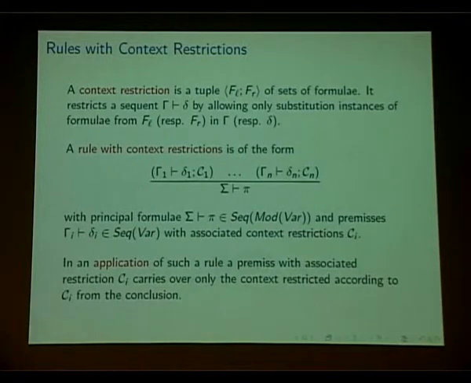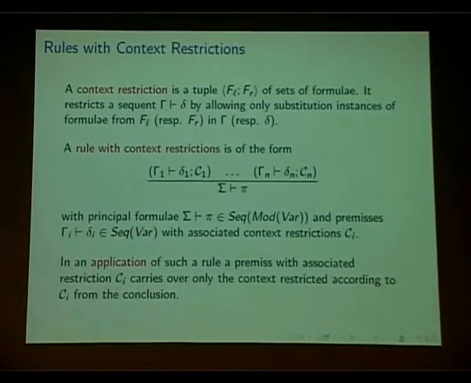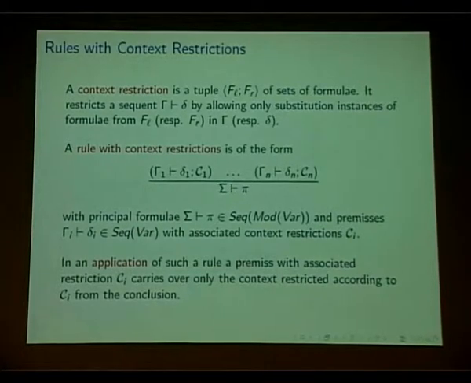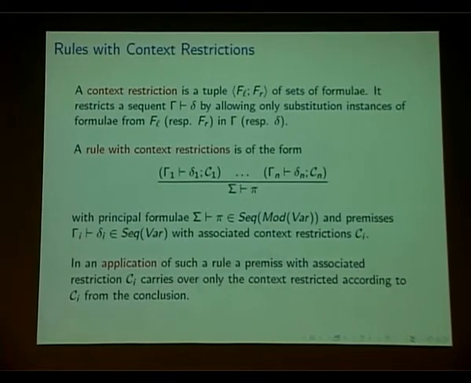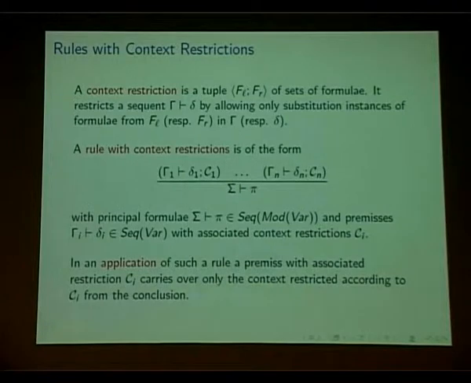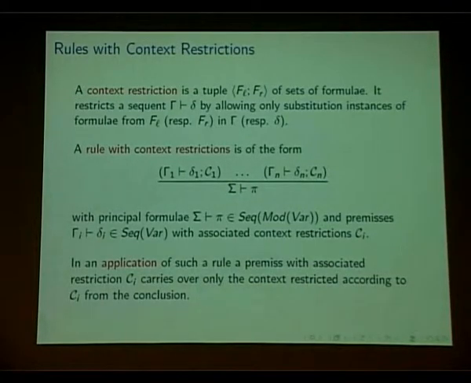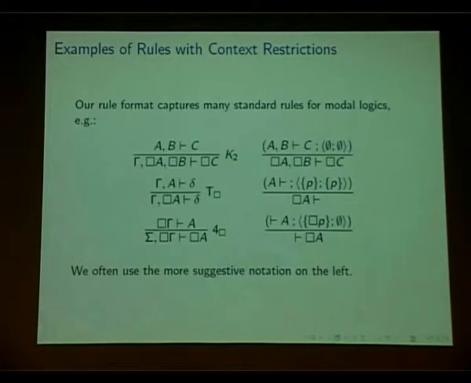And the idea is that in an application of such a rule, we have a conclusion which consists of the principal formulae and some kind of context. And if we go from this conclusion to one of the premises, where the premise comes with the restriction Ci, then this premise copies exactly those formulae of the context which are compatible with the context restriction, or satisfy the restriction. So let's have a look at some examples. I think this will be the best thing.